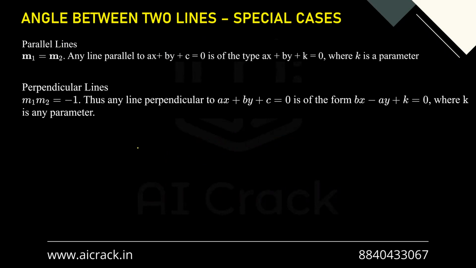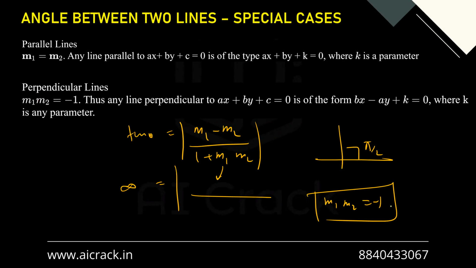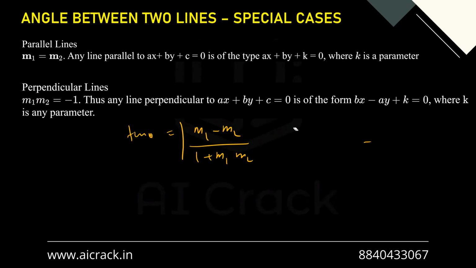Now if we talk about the perpendicular lines, in that case tan theta equals to (m1 minus m2) divided by (1 plus m1 m2). Now, if these two lines are perpendicular, basically the angle between them should be pi by 2. So tan theta would be infinity, or approaching infinity, right? So that would be only possible if the denominator becomes close to 0, right? So that would mean that m1 m2 equals to -1, right? So if m1 m2 equals to -1, in that case tan theta would become infinity and theta would become pi by 2, right?